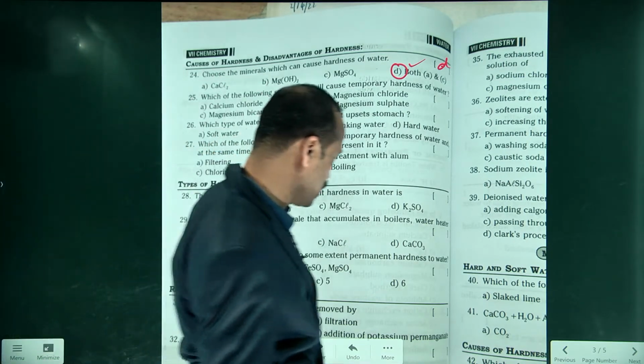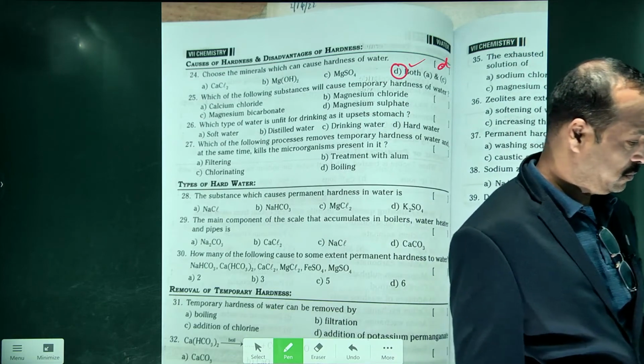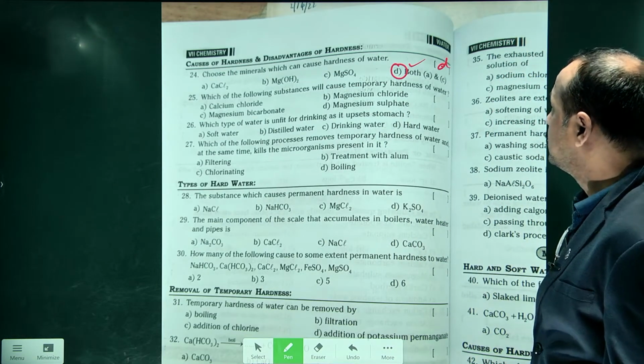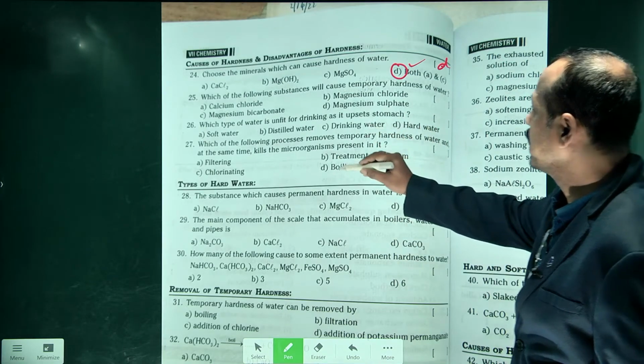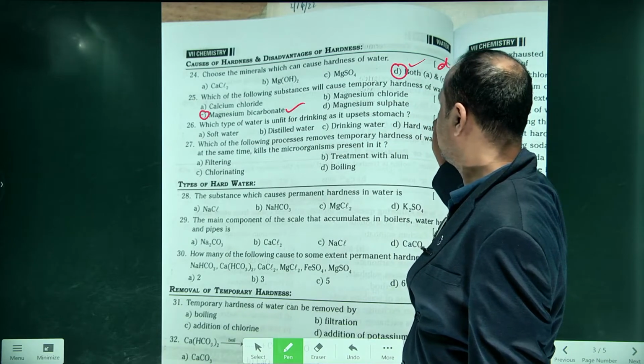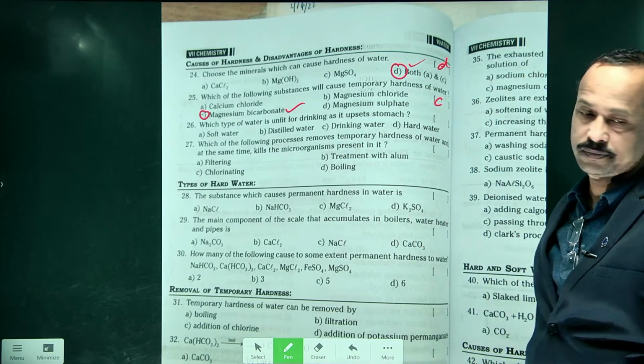Now, which of the following substances will cause temporary hardness of water? Temporary hardness of water. Magnesium bicarbonate. Yeah, magnesium bicarbonate. Very good. Magnesium bicarbonate is the right answer. Okay, C. Next question.